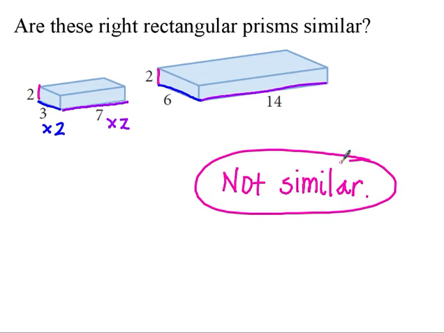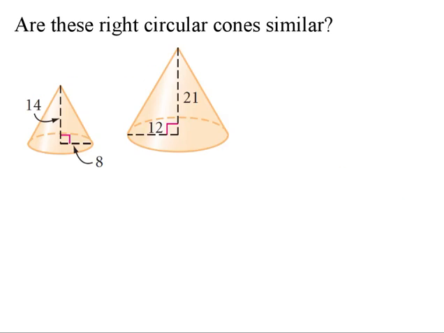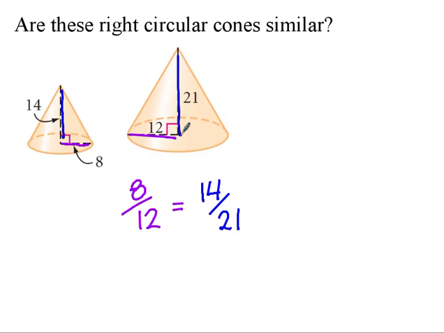So that's all you're going to be doing. Let's look at another example. Are these right circular cones similar? Let's compare. This is the easy way. Let's start with our radii. I'm going to take 8 over 12. And I know in order for them to be similar that the heights have to be in the same proportion. So I've got 14 over 21, which is the height from this figure.